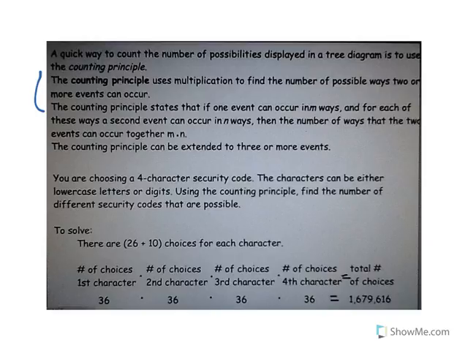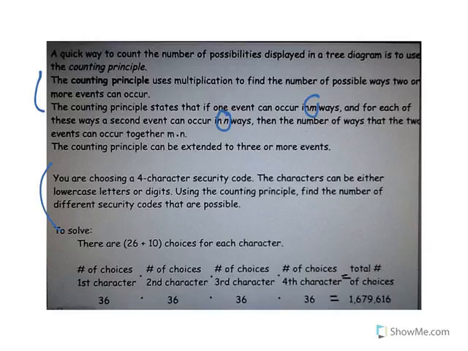The counting principle states that if one event can occur in m ways, and for each of these ways there's a second event that can occur in n ways, then the number of ways the 2 events can occur together is m times n. The counting principle can be extended to 3 or more events. It can be extended to bunches and bunches of events.